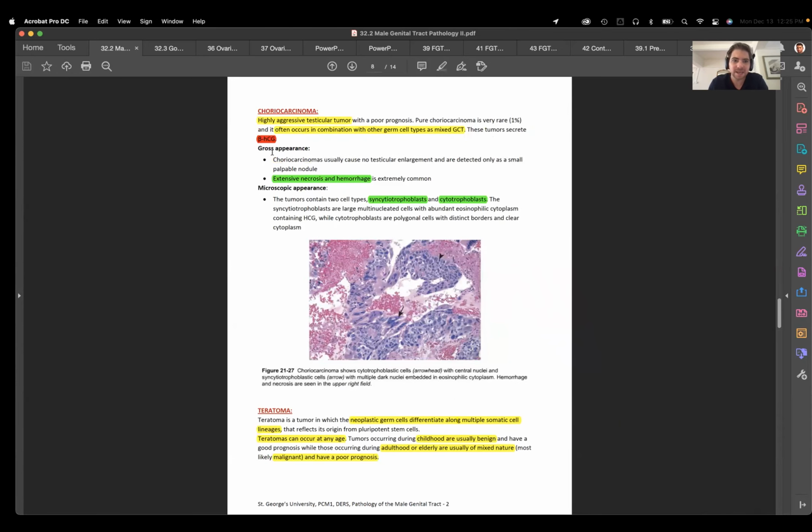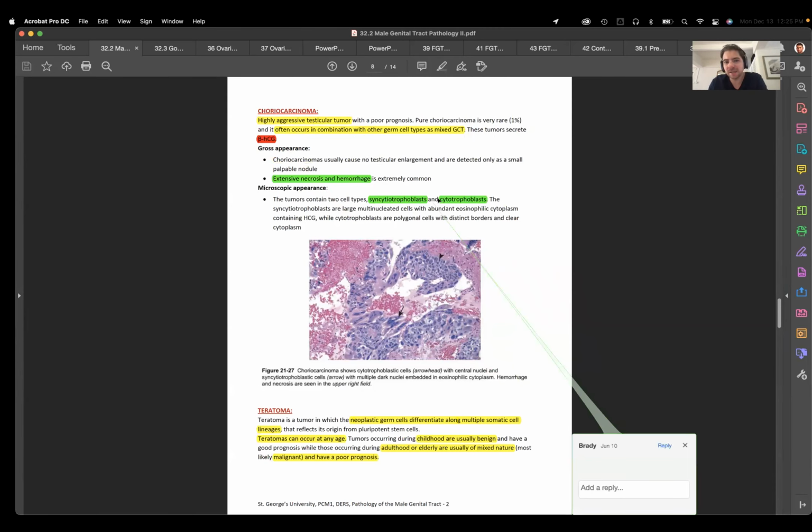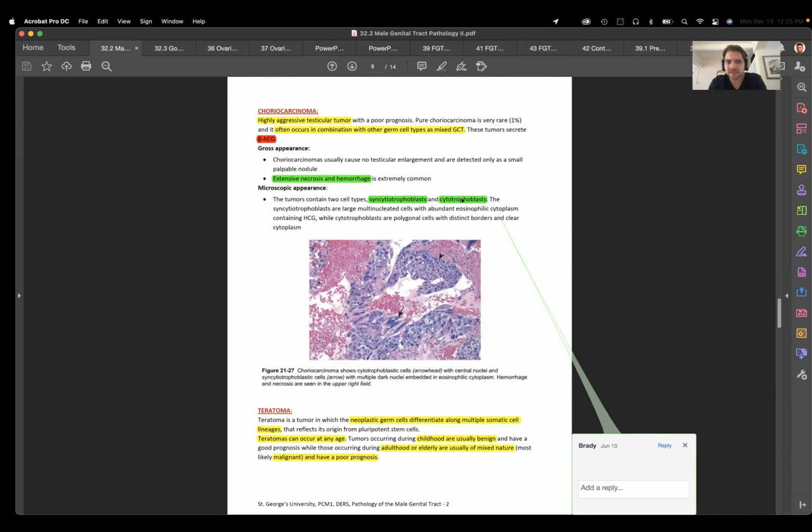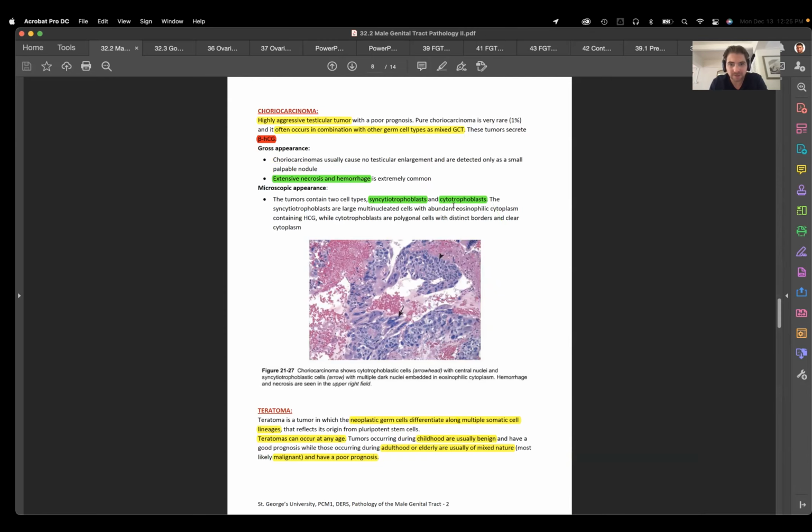All right, contrasting that, if you were to see an elevated beta HCG, you want to think of choriocarcinoma. Anytime you have elevated beta HCG, you need to think that syncytial trophoblasts are involved because those are what secrete beta HCG. This choriocarcinoma involves syncytial trophoblasts and cytotrophoblasts, which primarily deal with implantation. But since we're talking about men, it still can develop in these sort of tumors, so you get beta HCG.